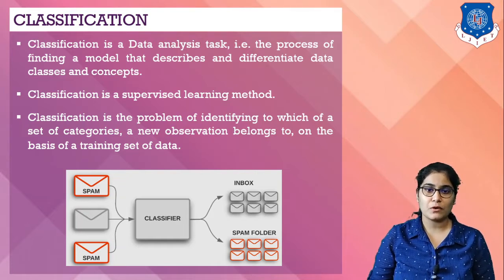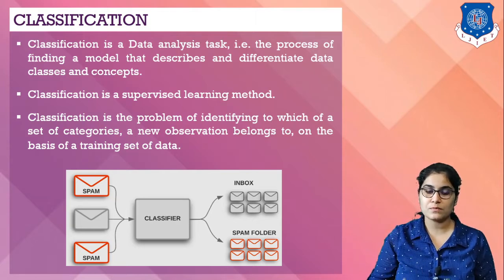Classification is the problem of identifying to which of a set of categories a new observation belongs, on the basis of a training set of data. The goal of classification is to accurately predict the target class for each case in the data. As you can see in this image, we have taken the example of a mail classifier in which a newly arrived mail can be classified either into the inbox or into the spam folder.